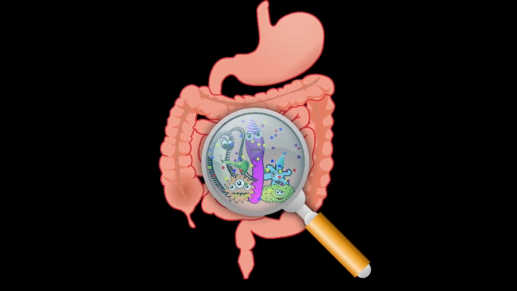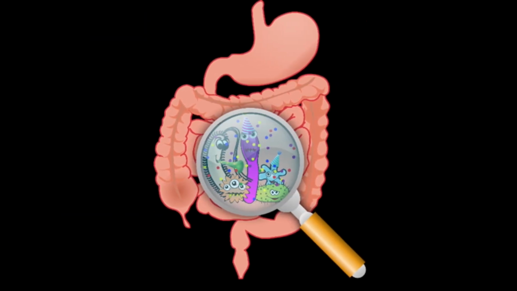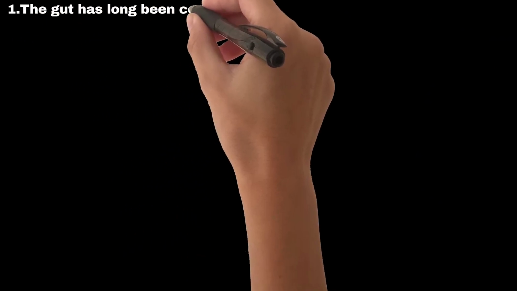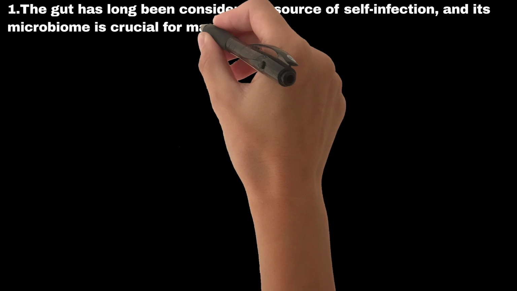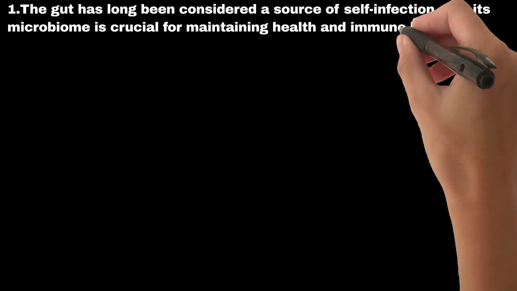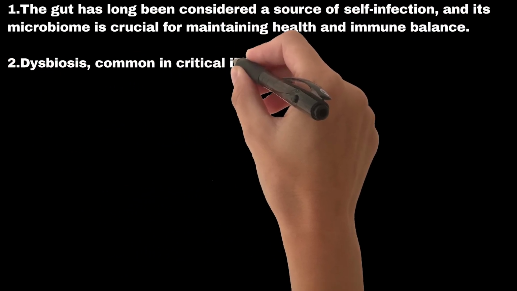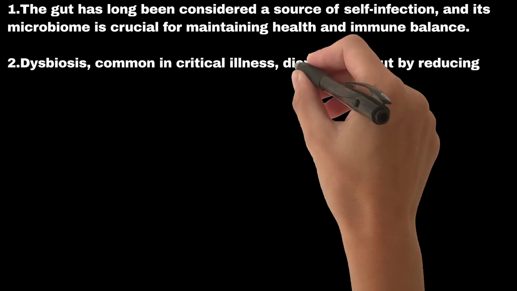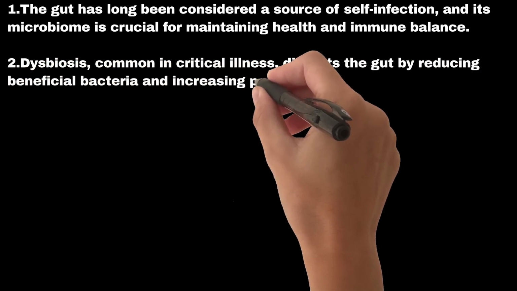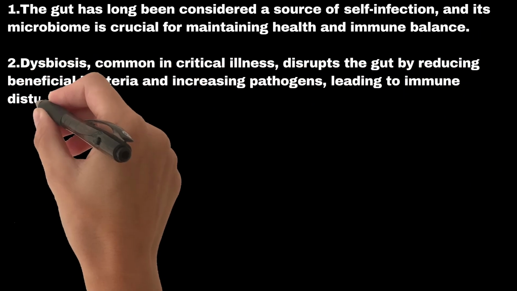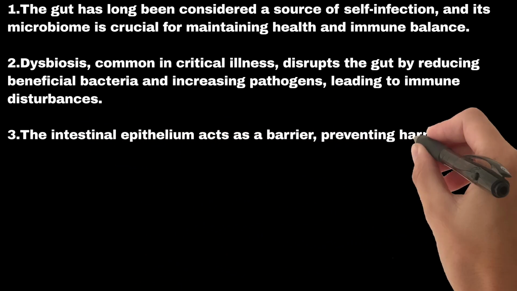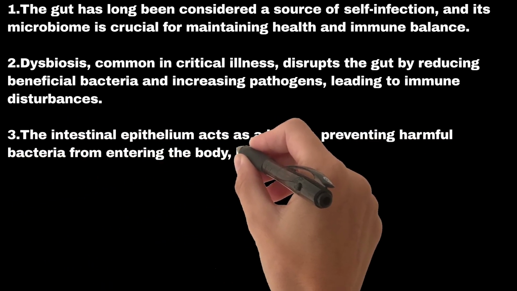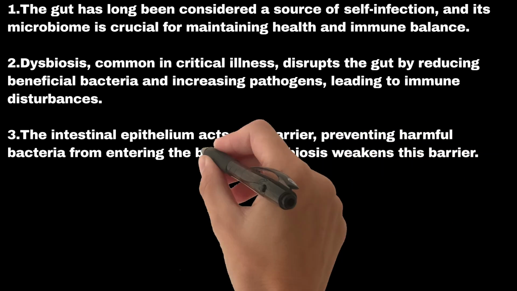Welcome to today's video, where we'll explore the critical role of the gut microbiome in health and disease. The gut has long been considered a source of self-infection, and its microbiome is crucial for maintaining health and immune balance. Dysbiosis, common in critical illness, disrupts the gut by reducing beneficial bacteria and increasing pathogens, leading to immune disturbances. The intestinal epithelium acts as a barrier, preventing harmful bacteria from entering the body, but dysbiosis weakens this barrier.